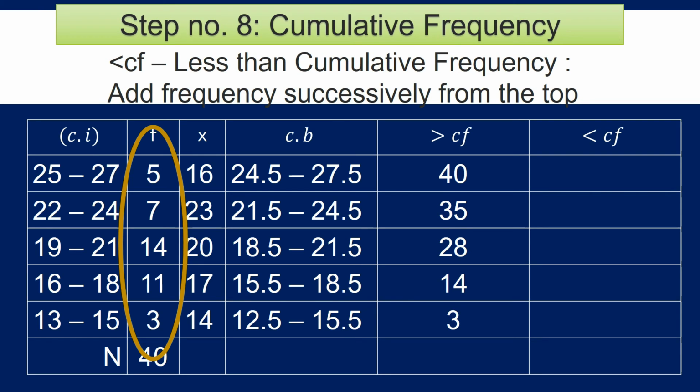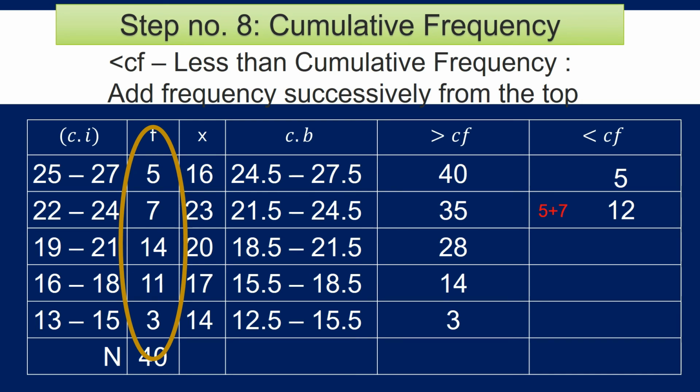Next, we have to do the less than cumulative frequency. The same thing, we are going to add the frequency successively from the top, and our reference is still the frequency column. We are going to copy the frequency of the class interval from the top. So that's why we have here 5. This 5 will be added to the next frequency, which is 7, that will give us 12.